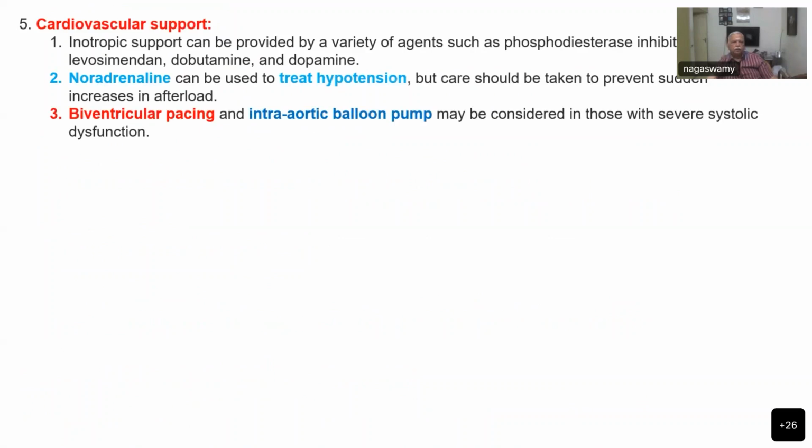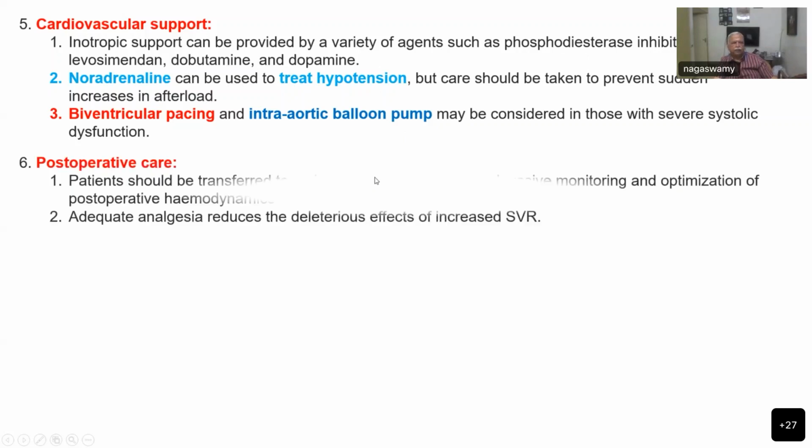Coming to cardiovascular support, inotropic support can be provided by a variety of agents like phosphodiesterase inhibitors, milrinone or amrinone, and levosimendan, dobutamine, and dopamine. So regular use of these drugs may be required. Noradrenaline can be used to treat hypotension, but care should be taken as it increases the SVR and afterload. Biventricular pacing and intra-aortic balloon pump may be required in very extreme cases of severe dilated cardiomyopathy.